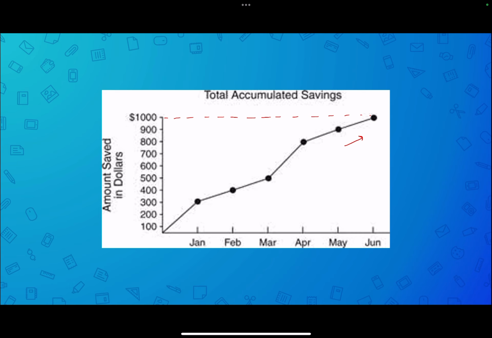So if we wanted to know when did you have half of your savings, we know that by March we already had 50% of what we have right now because we were at $500. So March is month 3, right? So by month 3, I had 50% of what I wanted.